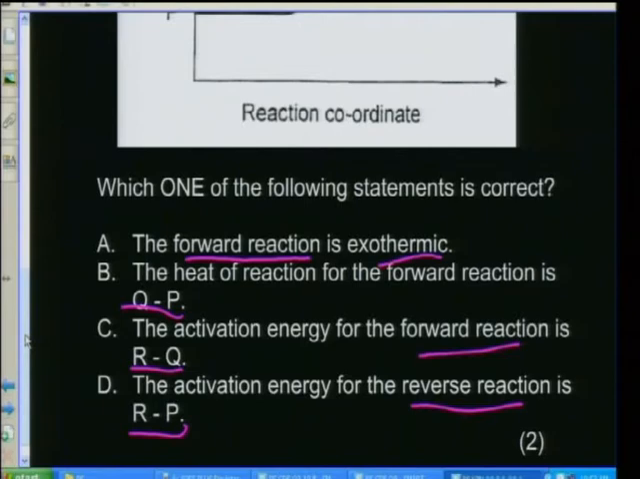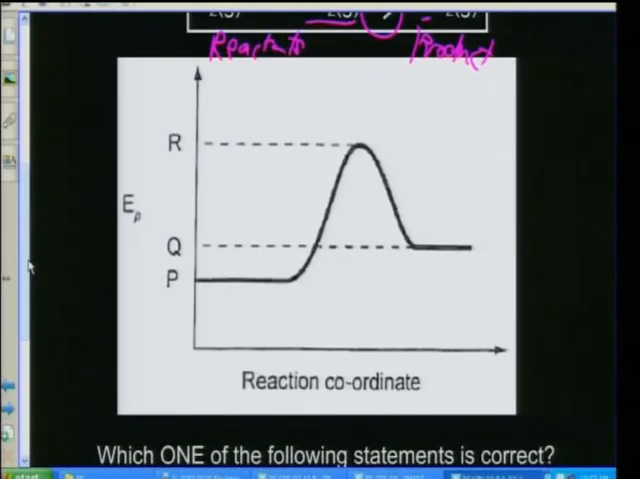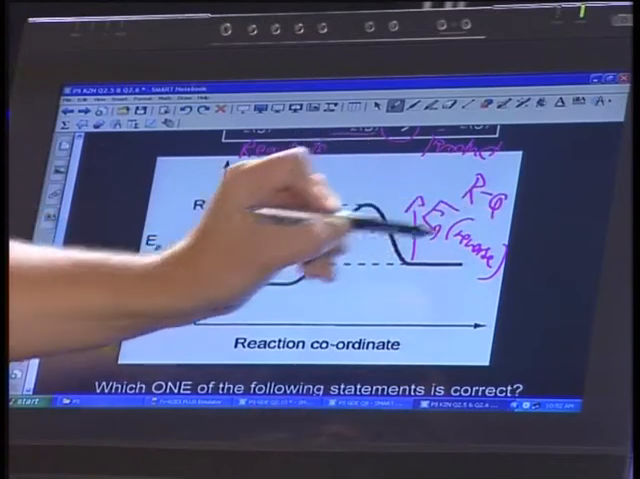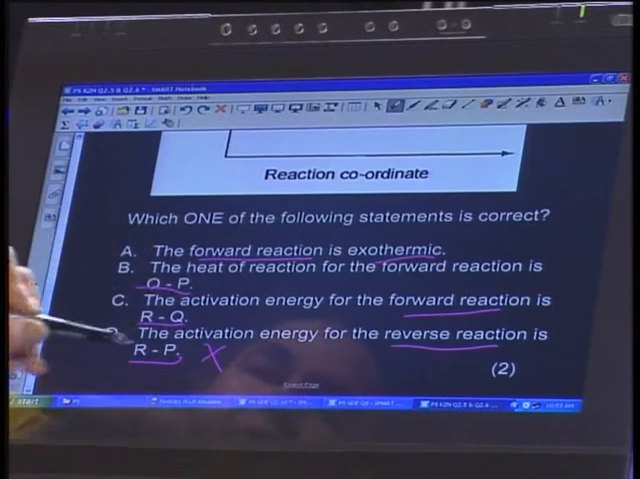Let's start with D, the activation energy for the reverse reaction. Now the activation energy for the reverse reaction would be that. That's the activation energy for the reverse. So if we're wanting to work out the energy, we'd recognize that it's R, that energy difference, minus Q. So if we go back here, it's not R minus P, so that one's wrong.